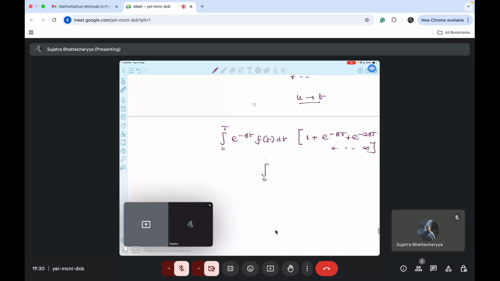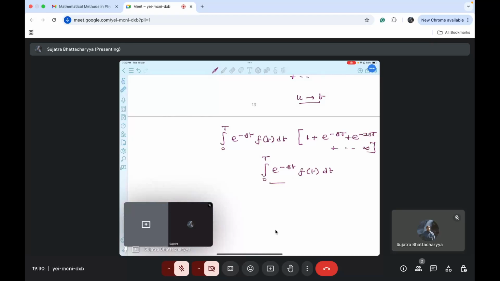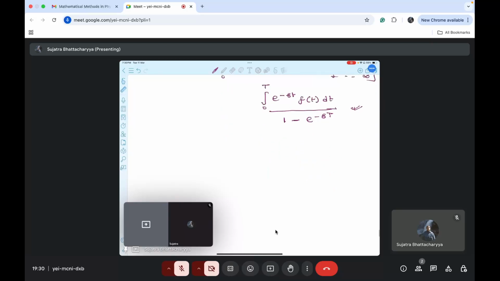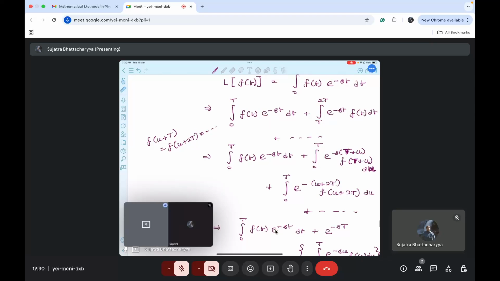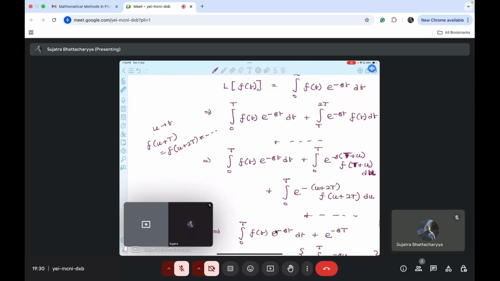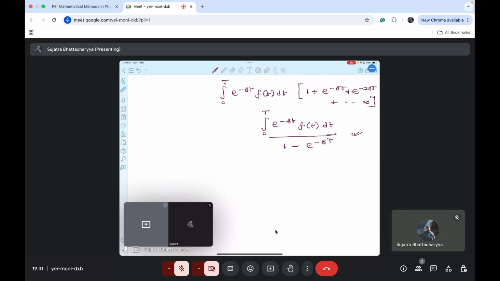It will be the integral from 0 to T of e to the power minus st f of t dt, divided by 1 minus e to the power minus sT. That's all. This is the Laplace transform of the periodic function. So u can be t also. Just replacing it. So this is how a simple proof of the Laplace transform of a periodic function can be derived.